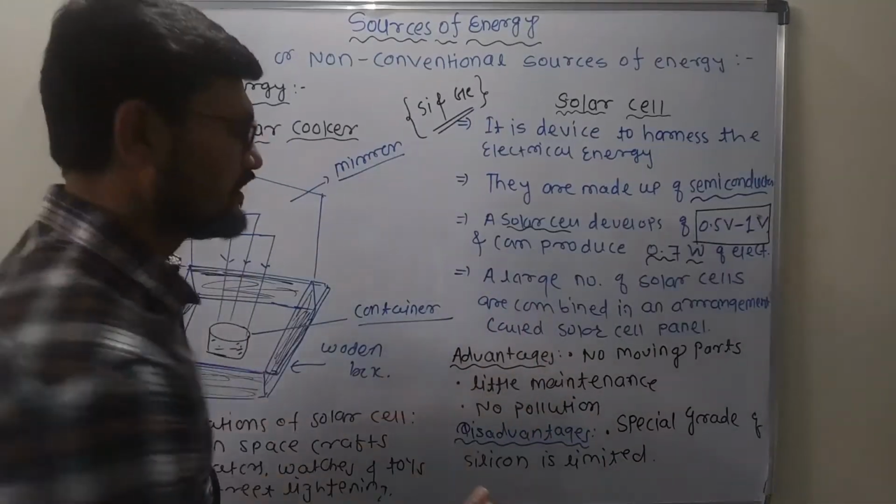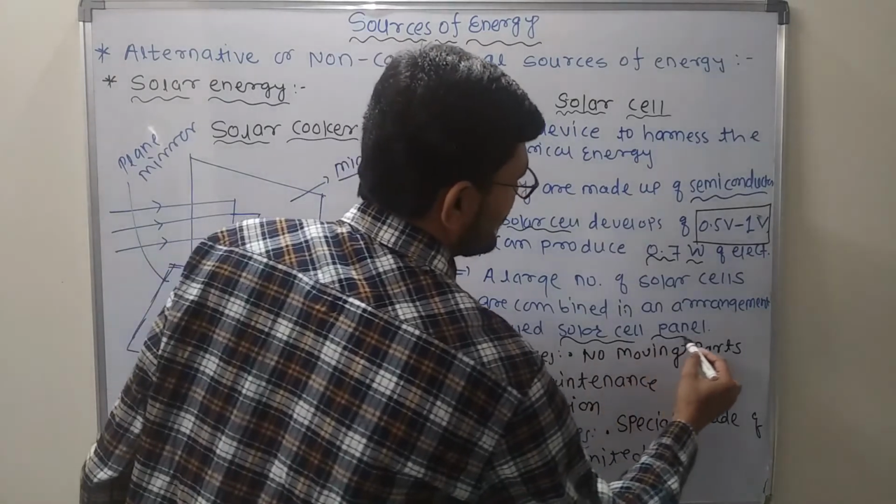Now when the solar cells are arranged and combined in an arrangement, then it is called a solar cell panel.